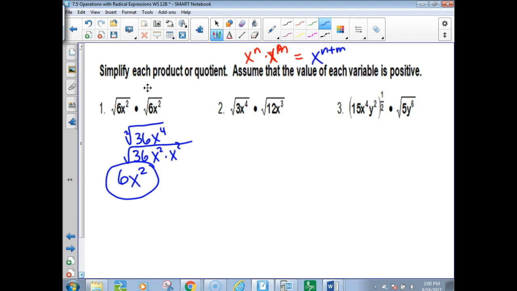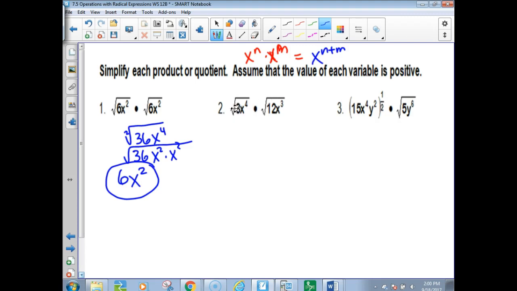If this is identical and you multiply a radical times a radical and they're both roots of 2, then you would just get the exact answer that's under there. So anything times itself, the radical drops. Assume each value of the variable is positive. They did tell us. So this one, we're going to go ahead and multiply.